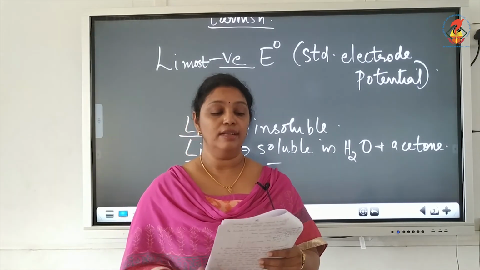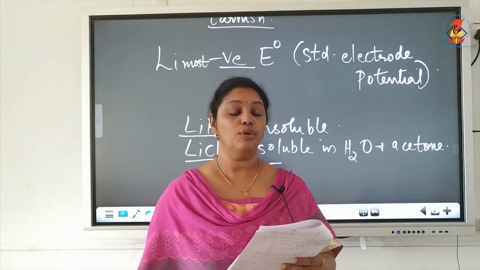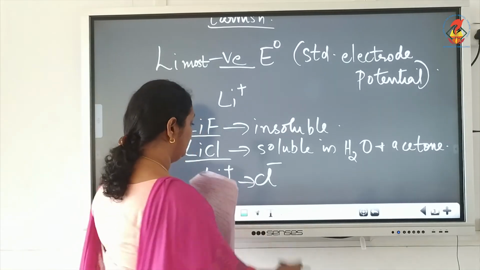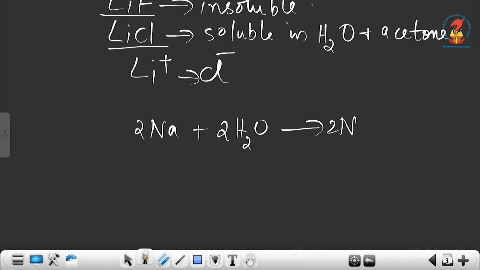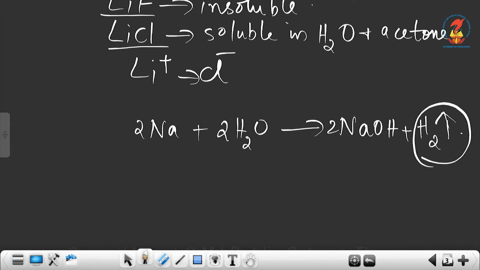Now next question, what happens when sodium metal is dropped in water? We will write the equation. Sodium metal, 2Na plus 2H2O. The product formed is sodium hydroxide plus hydrogen gas. So what is evolved when sodium metal is dropped in water? Hydrogen gas is evolved.